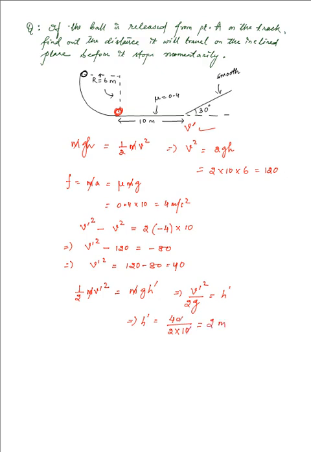Now, 2 meters is the vertical height that we can see over here. But what about the distance that it goes along the incline? Because there's an angle of 30 degrees, sine 30 is equal to the perpendicular, which is 2 meters in this case, over the distance along the incline, let that be x. So x is equal to 2 times 2, which is 4 meters. So it will travel a distance of 4 meters along the incline.